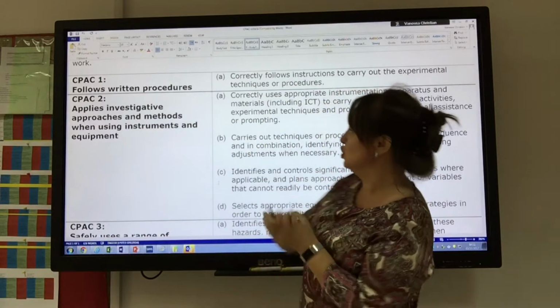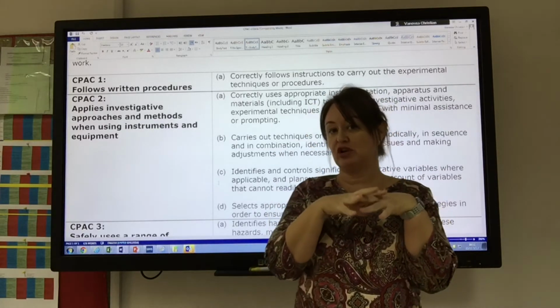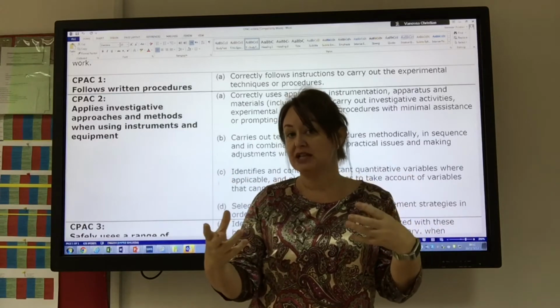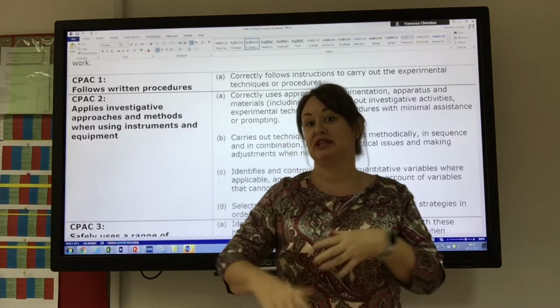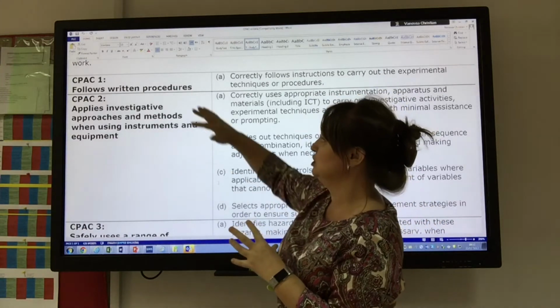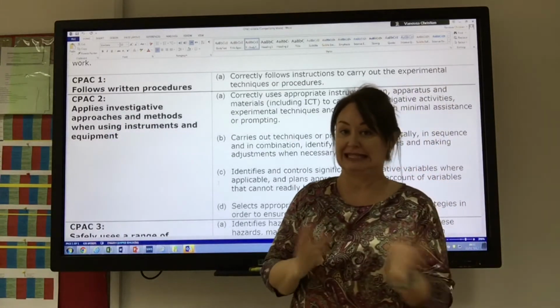CPAC stands for Common Practical Assessment Criteria, and they are the same across all exam boards. Now, some of them will have chosen different practicals to be able to demonstrate the assessed criteria, and we also have sub-criteria, so that means that they're split into A, B, C, D, whatever.